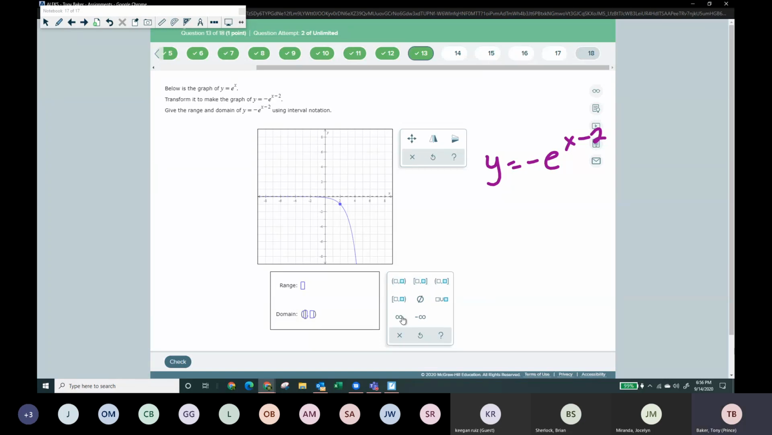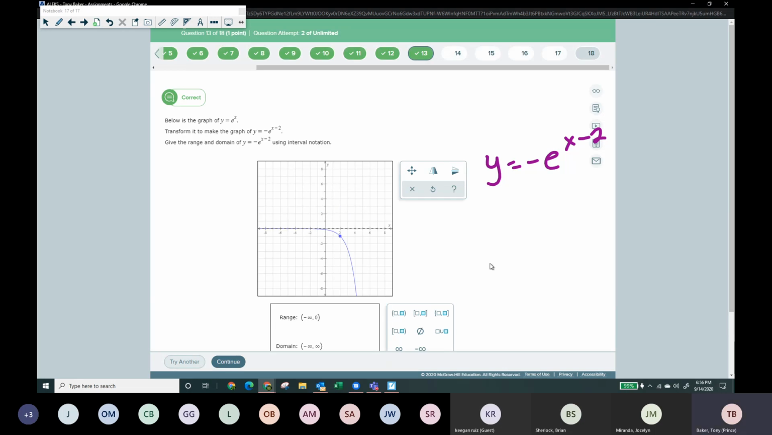So again, domain, all real numbers. Now my range is going from -infinity to 0 in this one, because I didn't move my asymptote at all. Any questions on that one?